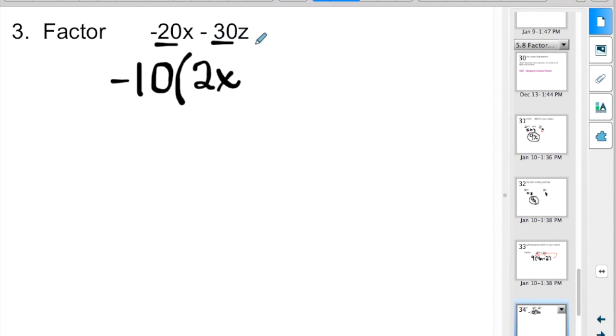Here, negative 30z divided by negative 10. A negative divided by a negative is a positive, so that gets me a plus sign in here. 30 divided by 10 is 3z. So my factored version of negative 20x minus 30z is negative 10 times the quantity of 2x plus 3z. If I wanted to, I could distribute the 10 back, and I will end up with my original linear expression.